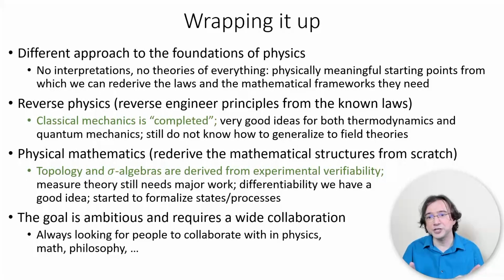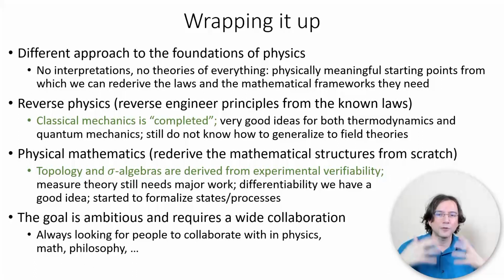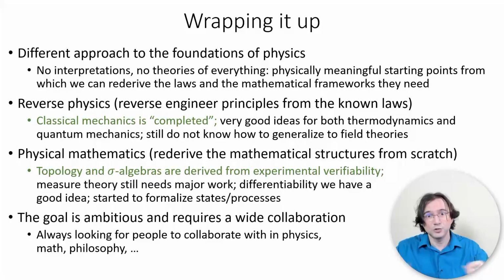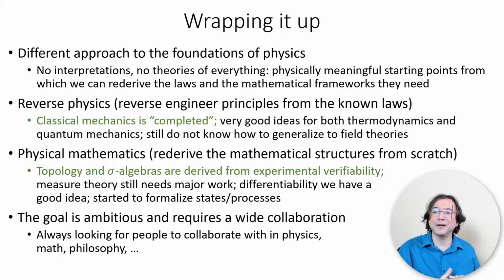We have two approaches. One is, let's say, top-down from the physical, to reverse engineer the principles from the known laws. We call this reverse physics. The work on classical mechanics is done. We have very good ideas for both thermodynamics and quantum mechanics. We just need to do it. And we still don't know how to generalize to field theory because there are mathematical issues there that need to be figured out.